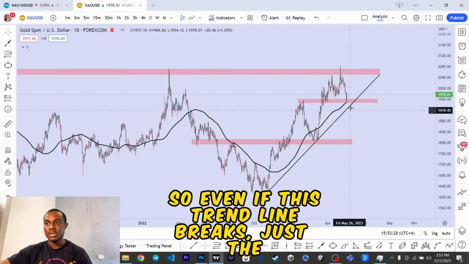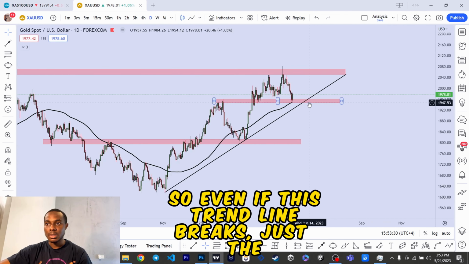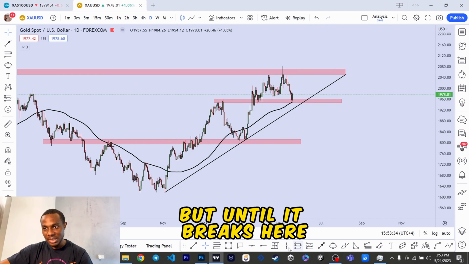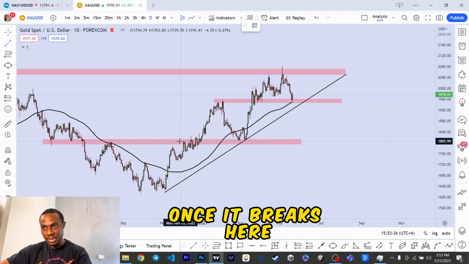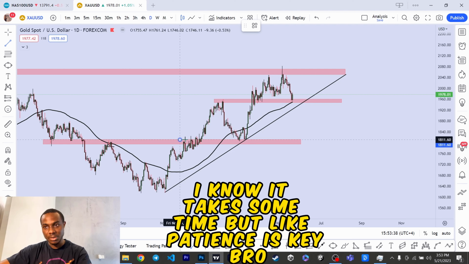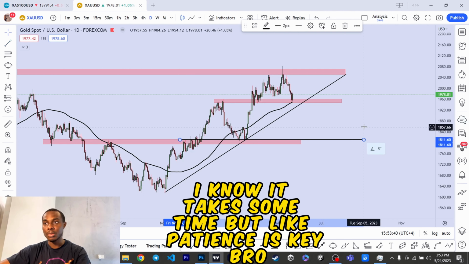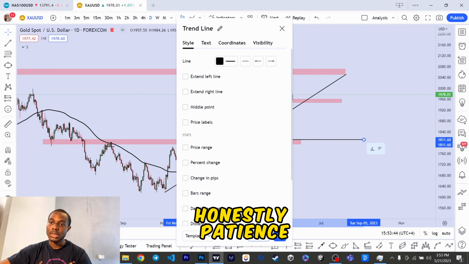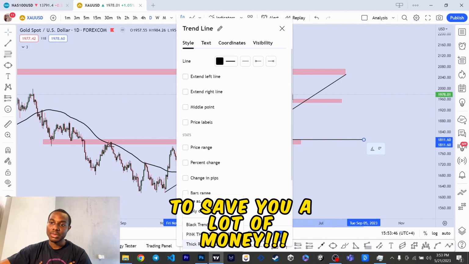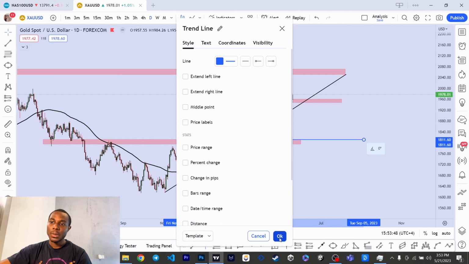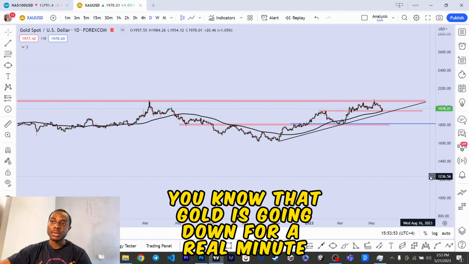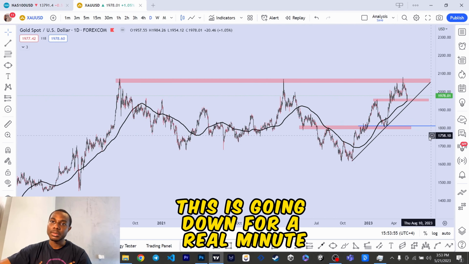So even if this trend line breaks, the market structure has not changed. Until it breaks here, once it breaks here, I know it takes some time, but patience is key, bro. Patience is key. Patience is everything, honestly. Patience will save you a lot of money. So once it breaks here, you know that gold is going down for a real minute. It is going down for a real minute.